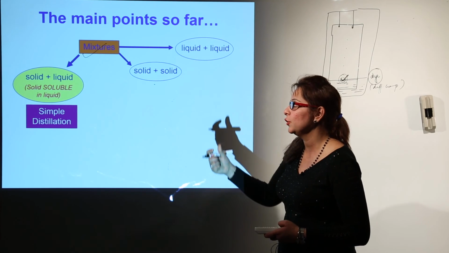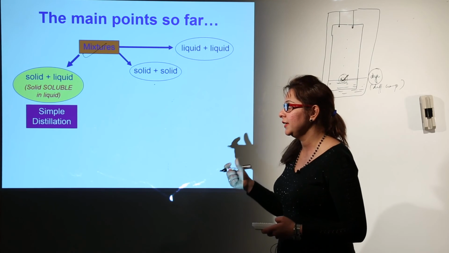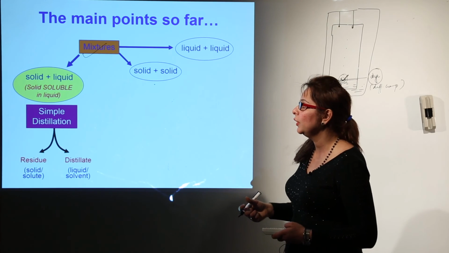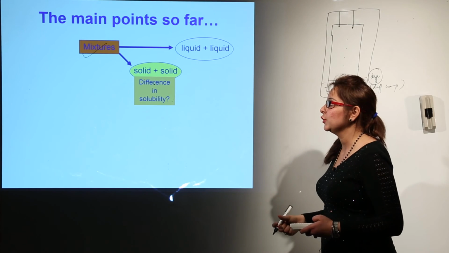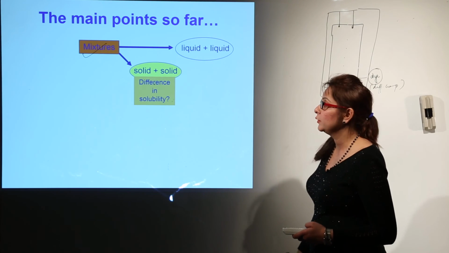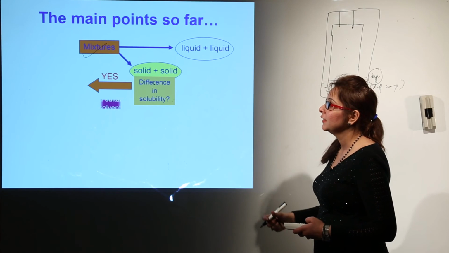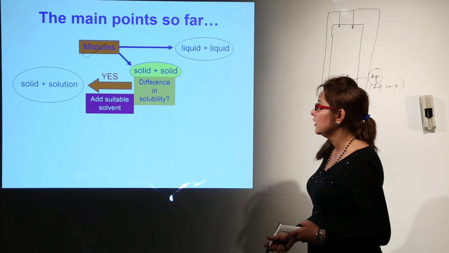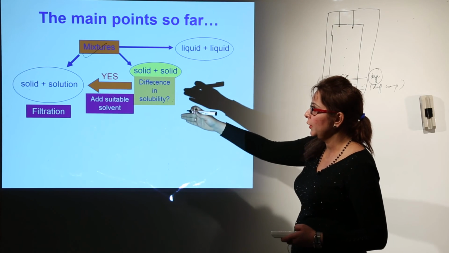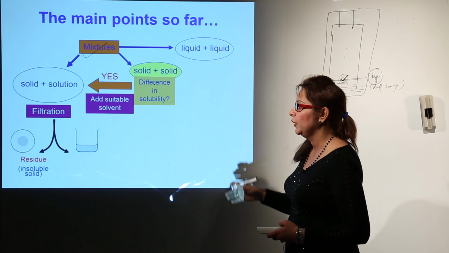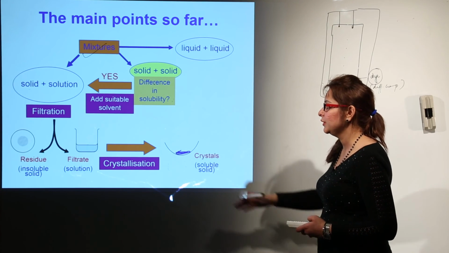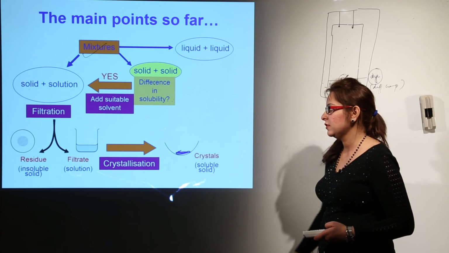If it is a soluble solute, the method is simple distillation. Again, the residue is solid and the distillate is the liquid solvent. If we wish to separate solids, our first method is the difference in solubility. You remember, we use a particular kind of solvent. If there is a difference, we use a suitable solvent. If the solid goes into solution, we can carry out filtration, followed again by the residue and the filtrate. Similarly, we can have crystallization also. See, these are beautifully colored, blue colored crystals.